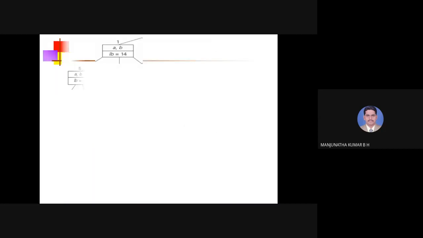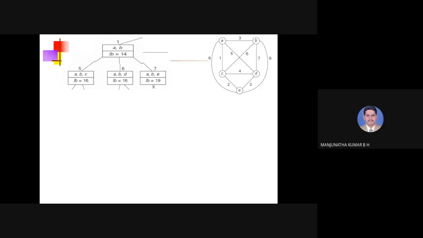So this is the result of node 1, and for your reference I am showing the input graph also. When I explore node 1, I got 3 more child nodes. The child nodes are numbered 5, 6, 7. Later I will explain how the lower bound values of 5, 6, 7 are calculated.